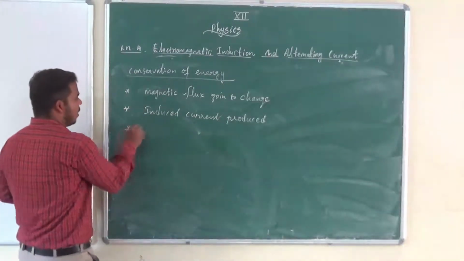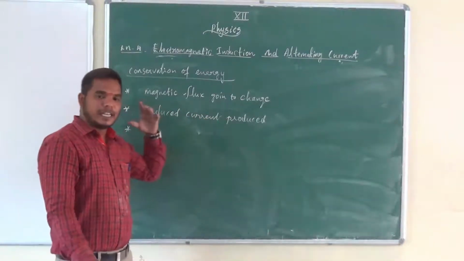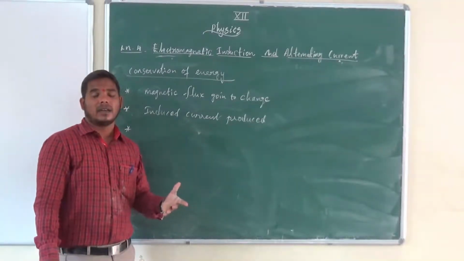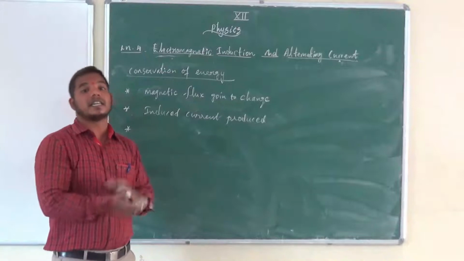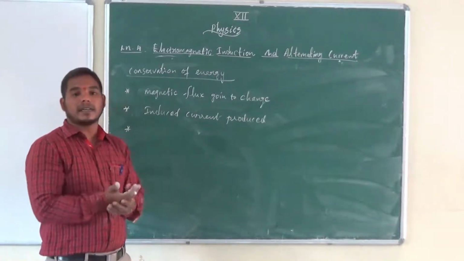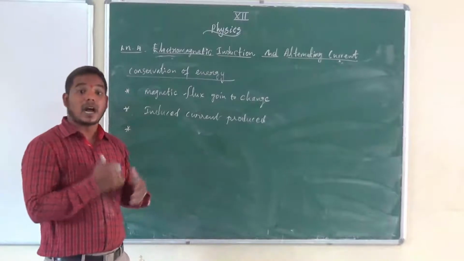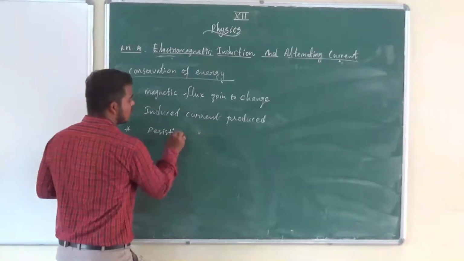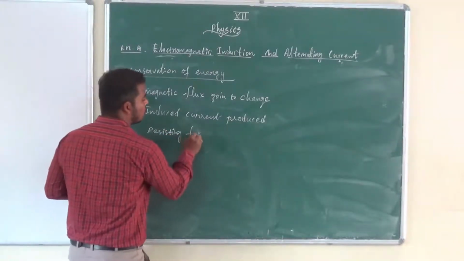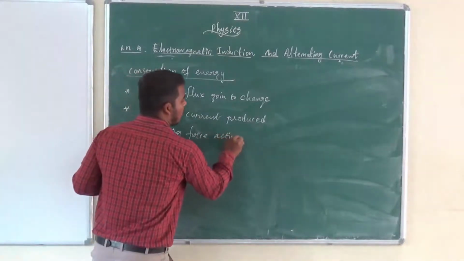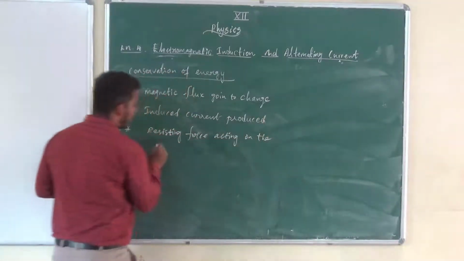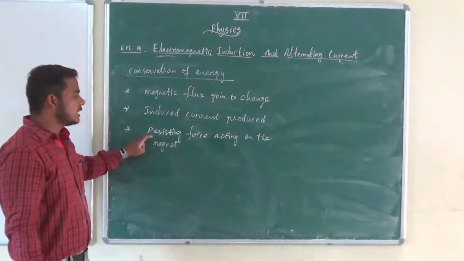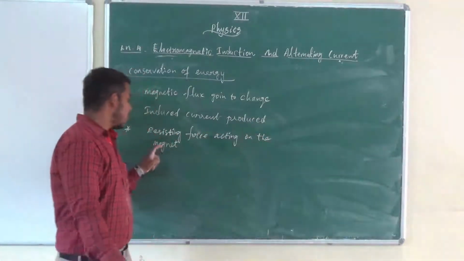See that when the induced current is produced, the induced current opposes the increase or decrease of the magnetic flux, which is produced due to the movement. Here, oppose means resisting. A resisting force acts on the magnet.